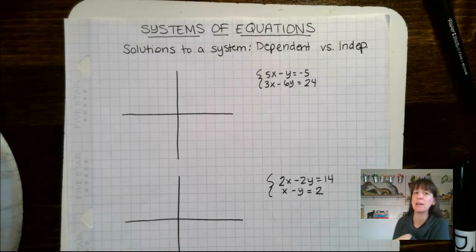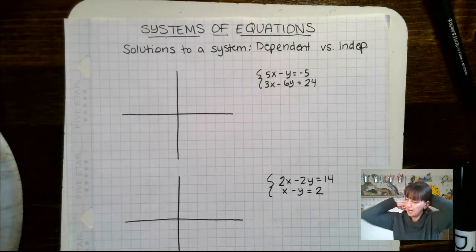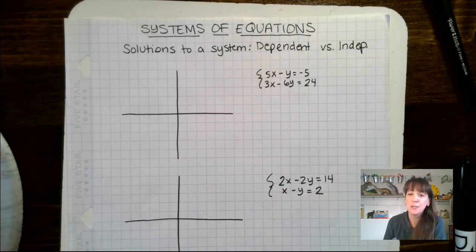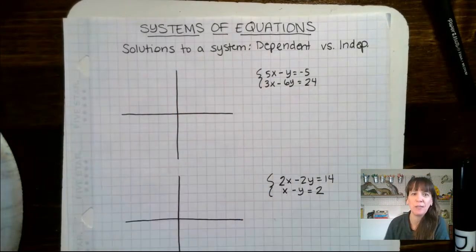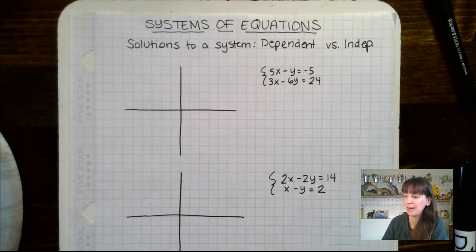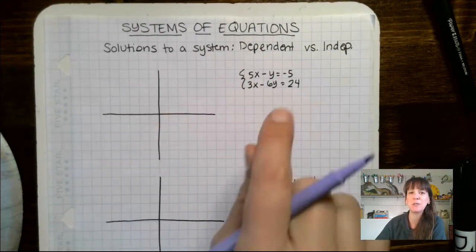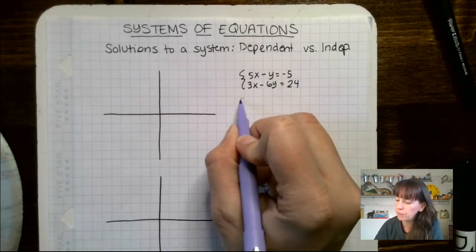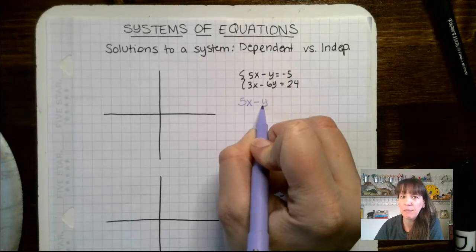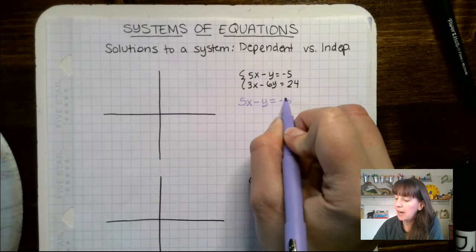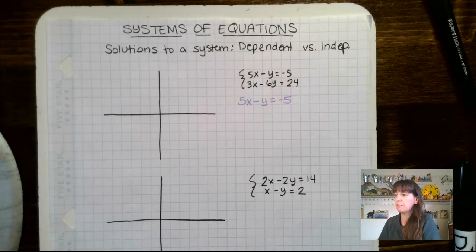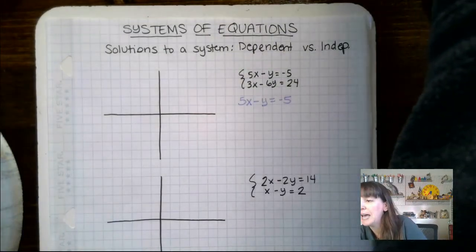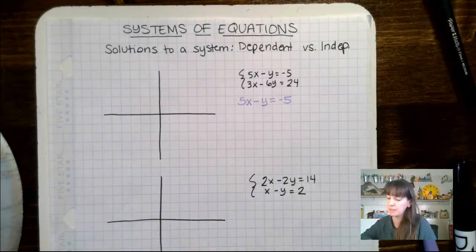Hi friends, welcome back. Today we're talking about systems of equations in special situations. So grab your notes, draw out these graphs, and we're going to talk about what happens when we have these situations. First things first, we're going to graph these two lines, but in order for us to graph that, we first have to put them into slope-intercept form, meaning y equals mx plus b form.